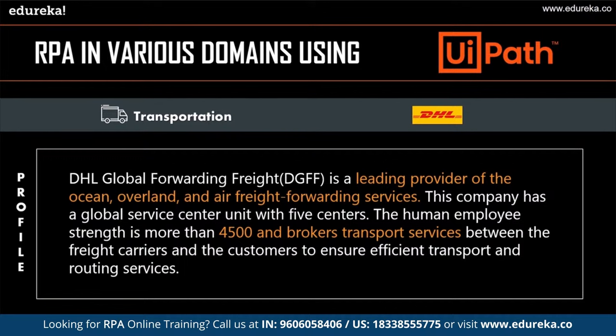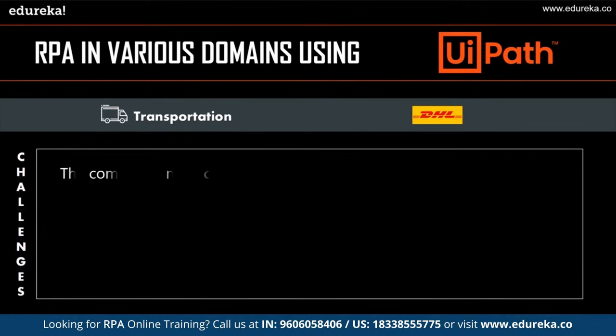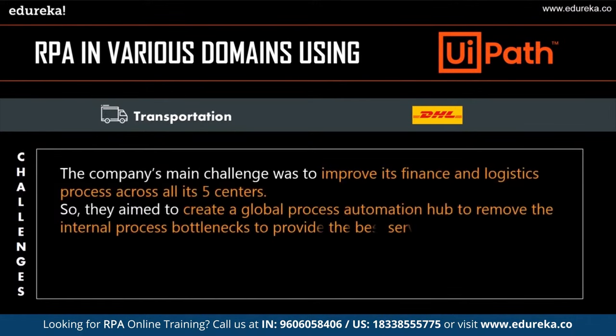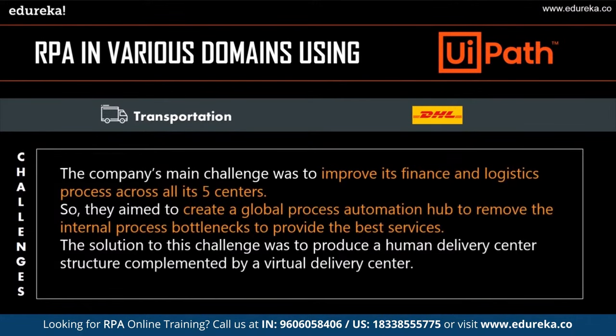This company has a global service center unit with 5 centers, and the human employee strength is around 4,500 employees. This company provides broker transport services between the freight carriers and the customers to ensure efficient support and routing services. Now, the company's main challenge was to improve its finance and logistic processes across all its 5 centers. So, they aimed to create a global process automation hub to remove the internal process bottlenecks to provide the best services.